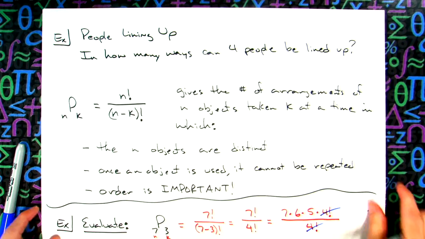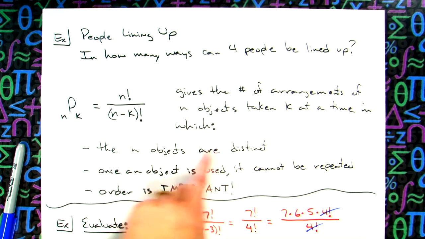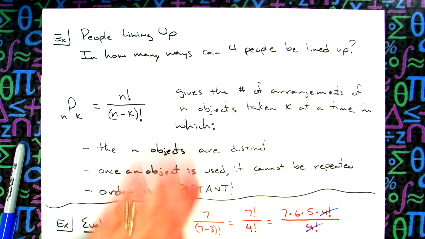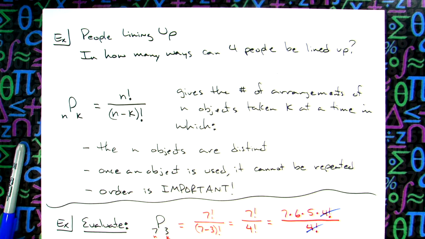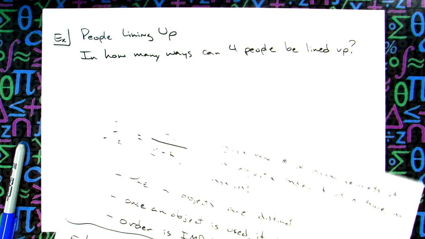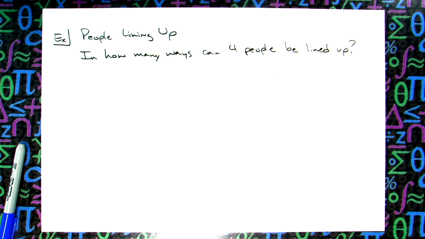Let's go back and look at our definition. My objects are distinct because I got 4 different people. They're not the same people, it's 4 different people. Okay, once a person lines up, they can't repeat themselves and line up again. You can't be first in line and third in line. So the order is important because whoever's first in line versus who's second in line versus who's third in line versus who's fourth in line means the order is important. Okay, so when I say order is important, that's what I mean. Okay, it is a permutation.